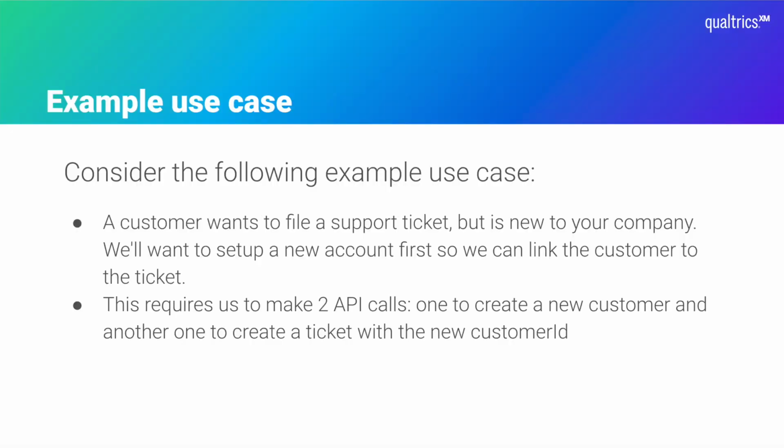To demonstrate an advantage of XM functions, consider the following example use case. A customer wants to file a support ticket but is new to your company. We'll want to set up a new account first so we can link the customer to the generated ticket. This requires us to make two API calls, one to create a new customer and another one to create a ticket with the new customer ID.